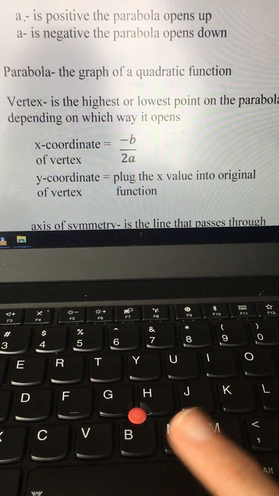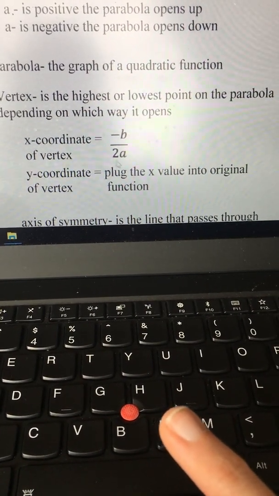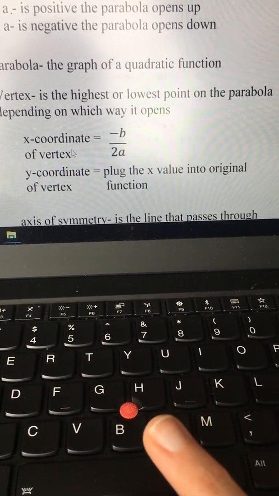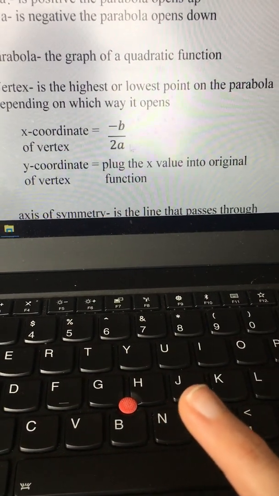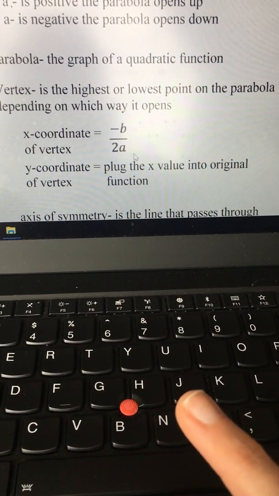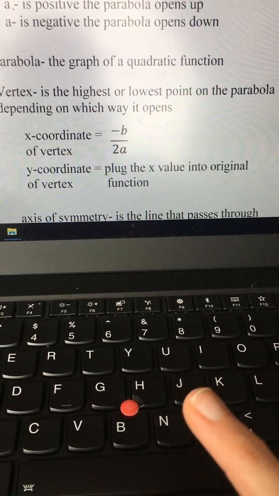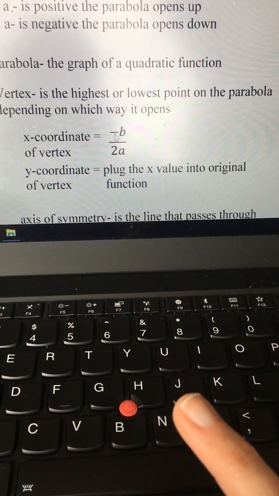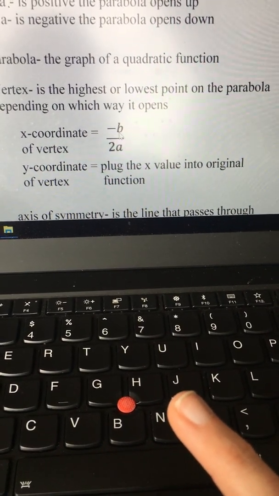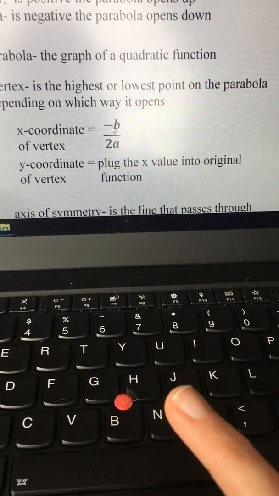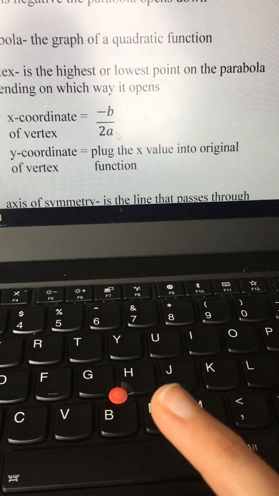We are going to find the vertex by first using this formula. So for the x part of the vertex, remember it's a point, so x, y. First part, we're going to use opposite b over 2a. Negative b means opposite of what your b value is, or you can plug in the negative and then whatever your b value is. If it's positive, that'll be a negative b. If it's negative, it's going to be a negative and a negative, which becomes a positive b over 2a.